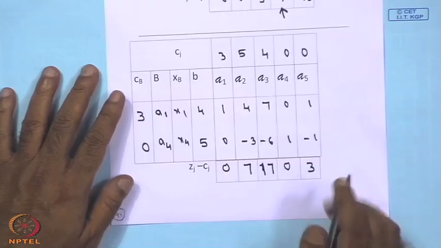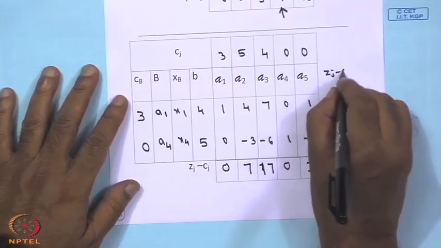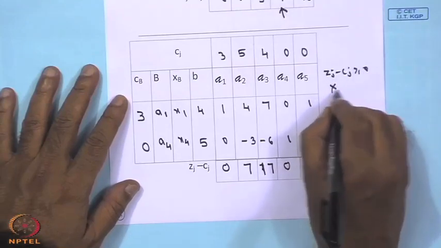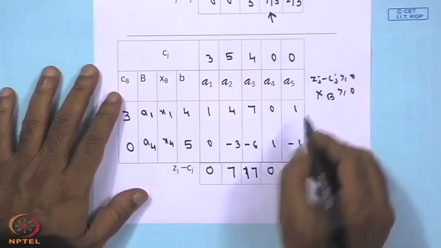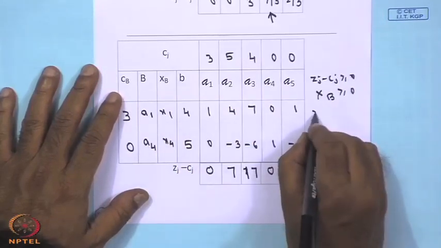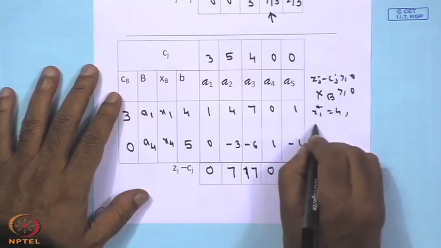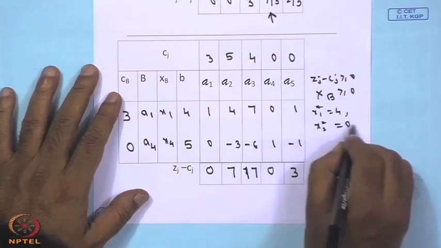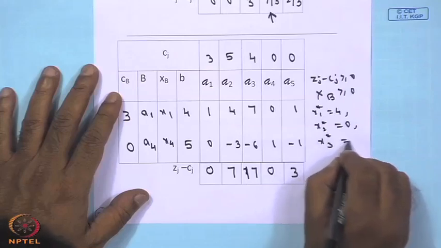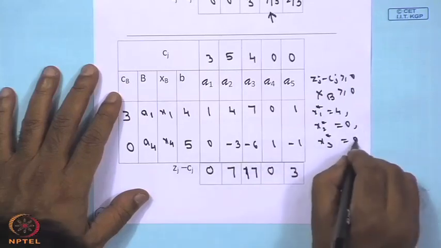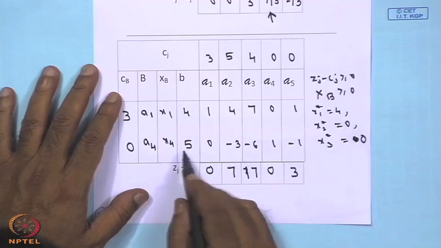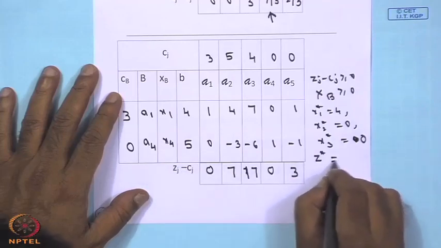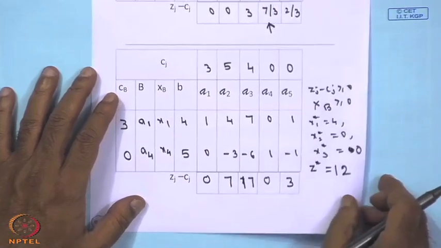Here, if you see, Zj minus Cj is greater than or equal to 0, and your XB is greater than or equal to 0. Therefore, we obtained the optimum solution. The optimum solution is x1 star equals 4, x2 star is not there, and x3 star is also not there. So x3 star is also 0, because x4 is there, and if you calculate the value of z star, it becomes 12.